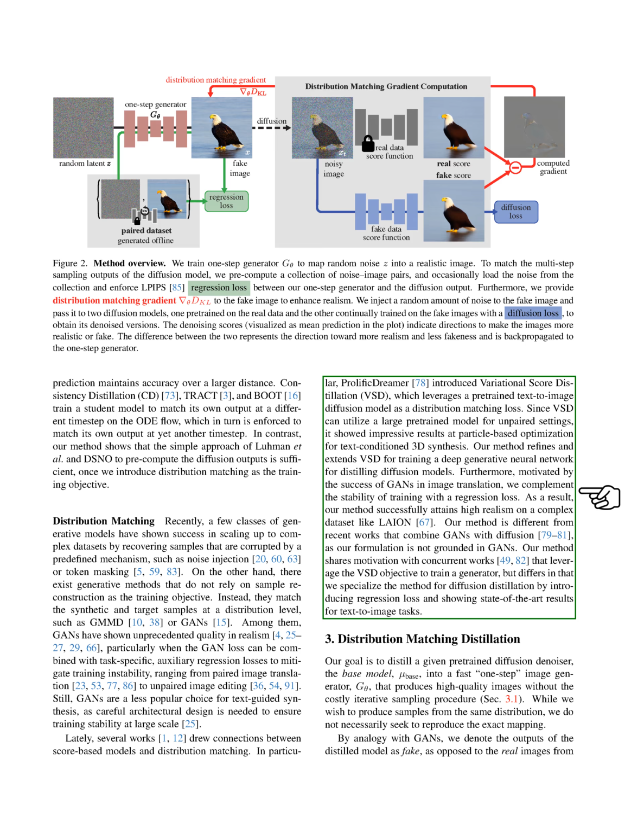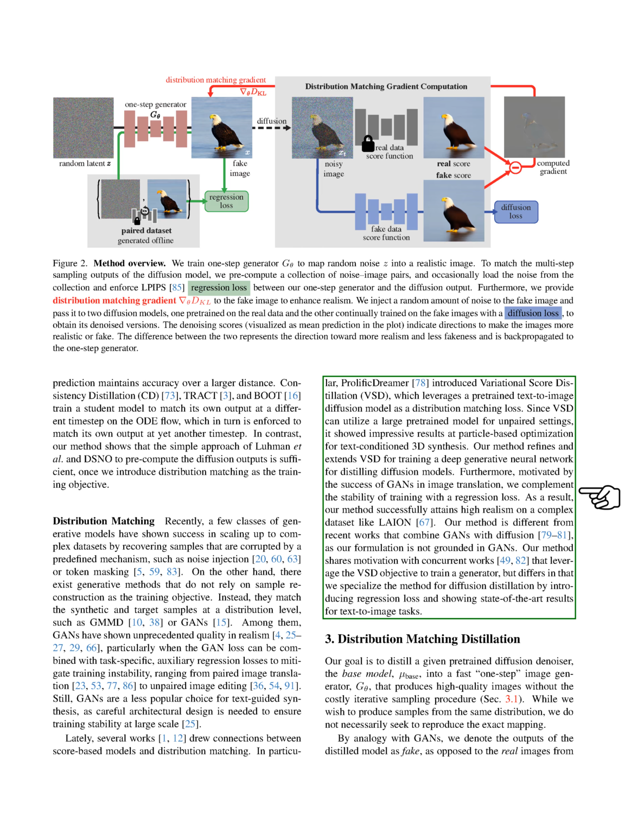Specifically, ProlificDreamer introduced variational score distillation, VSD, which uses a pre-trained text-to-image diffusion model as a distribution matching loss. Since VSD can use a large pre-trained model for unpaired settings, it has shown impressive results in particle-based optimization for text-conditioned 3D synthesis. Our method refines and extends VSD for training a deep generative neural network for distilling diffusion models.